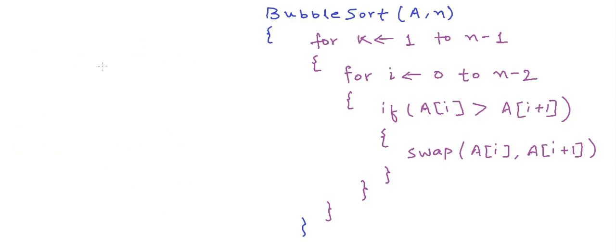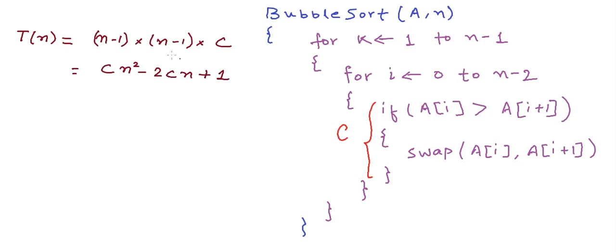Let's now try to analyze the time complexity of this algorithm. The running time of this algorithm will be the running time of these statements inside the nested loop. Let's assume that these statements will take constant time c in the worst case. Now the first loop will run exactly n minus 1 times, and the second loop will also run exactly n minus 1 times. So the total time taken as a function of n will be (n minus 1) into (n minus 1) into c, which will evaluate to cn square minus 2cn plus c.